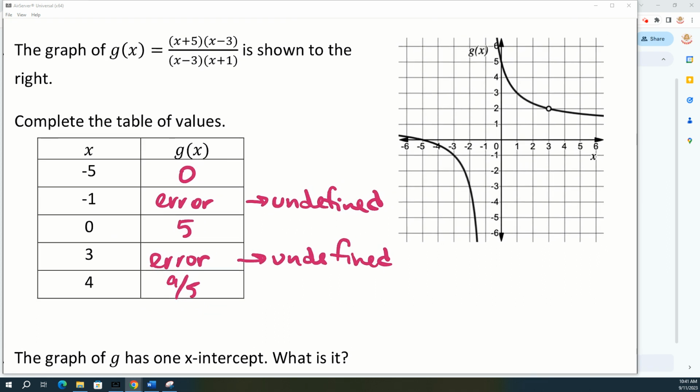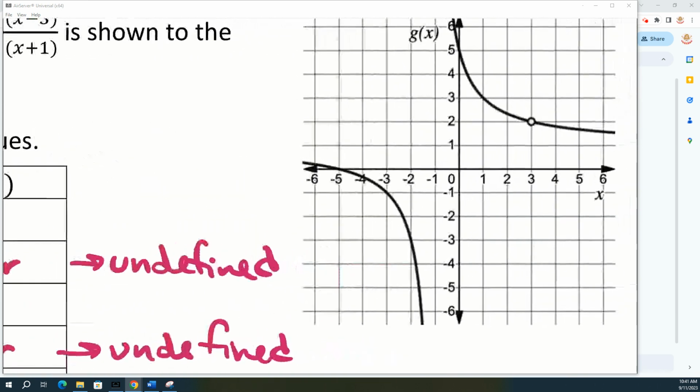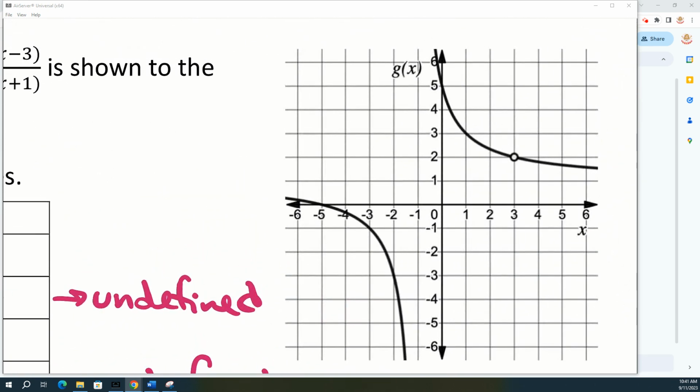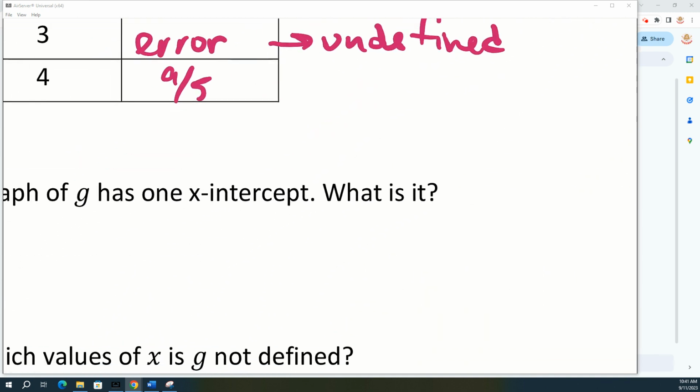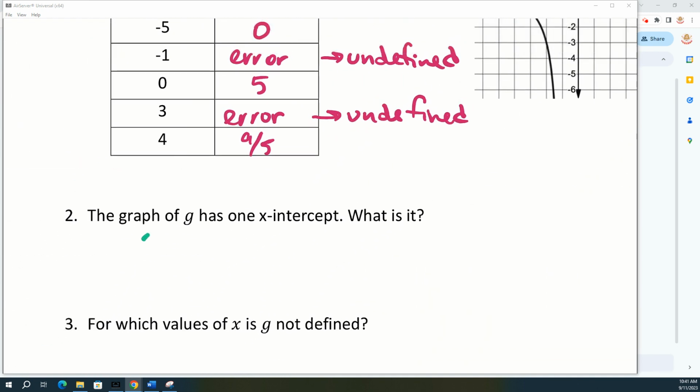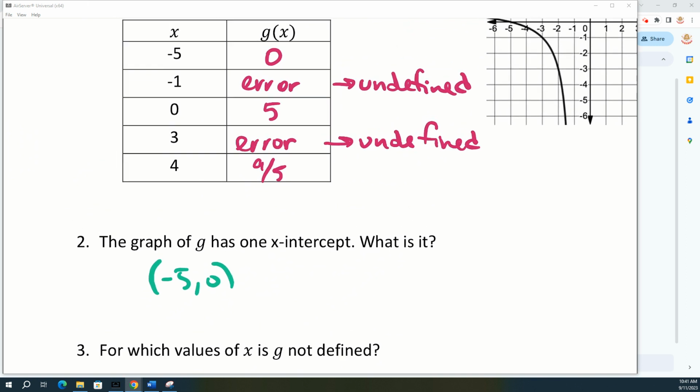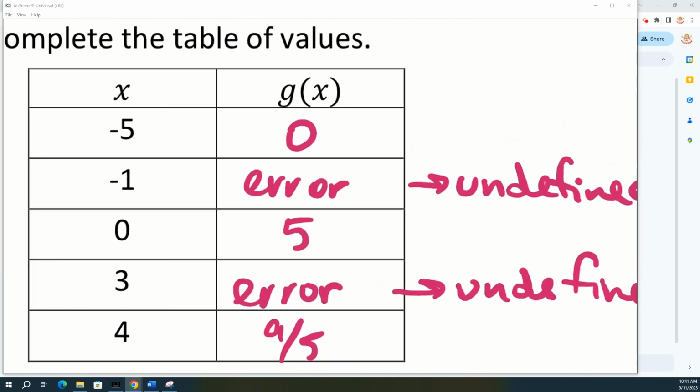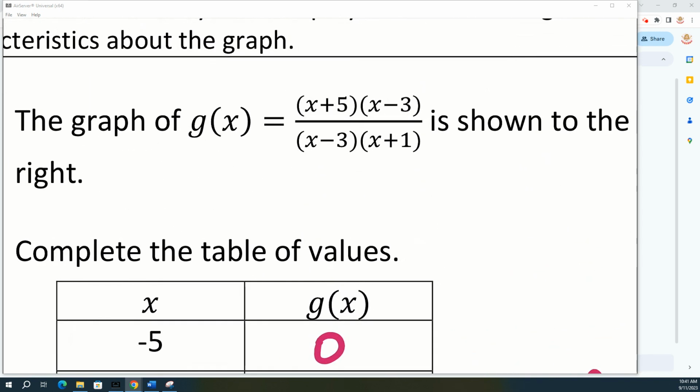So using the graph or the table, it doesn't matter, what is the x-intercept of this function? Good. So I'm going to go ahead and write it as an ordered pair. Now let's look at the factors and see if there's some kind of relationship between the factors and that -5. What do y'all think? Is there some kind of relationship?